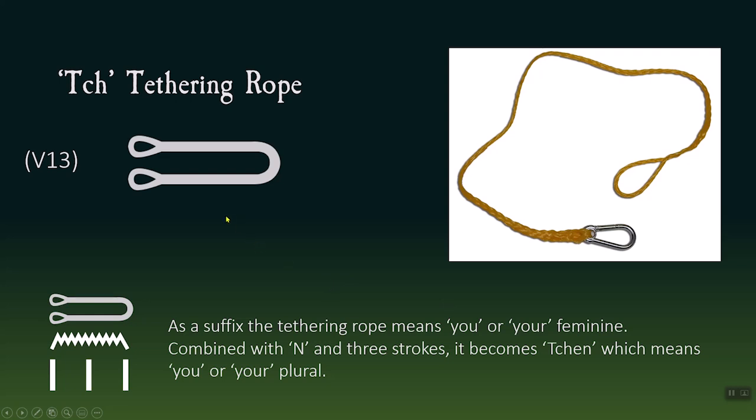Then we have a tethering rope. Now this would be an example of a biliteral, even though we have 3 letters in here. T and ch are just 2 sounds. So this would still be a biliteral, a 2-sounded symbol, but you'll see it quite commonly. It's a tethering rope, V13 in our JSesh software. As a suffix, the tethering rope means you or your, feminine. So the opposite of the K that we saw earlier, the basket with a handle. Combined with the N and 3 strokes, it becomes chen, which means you or your, plural.